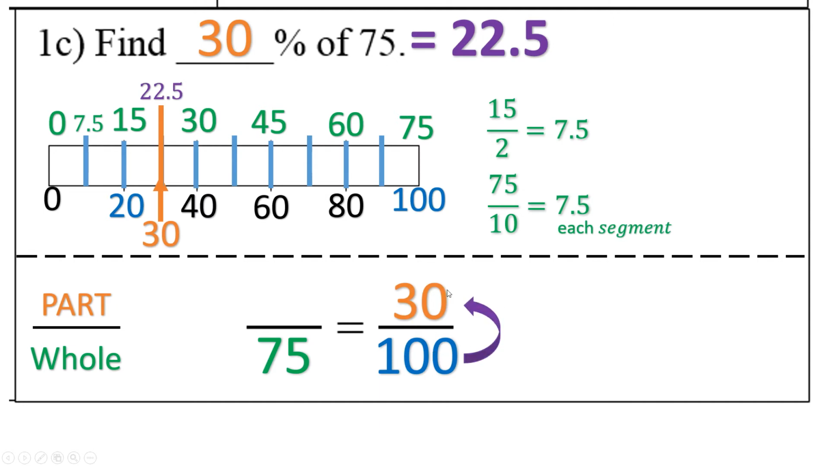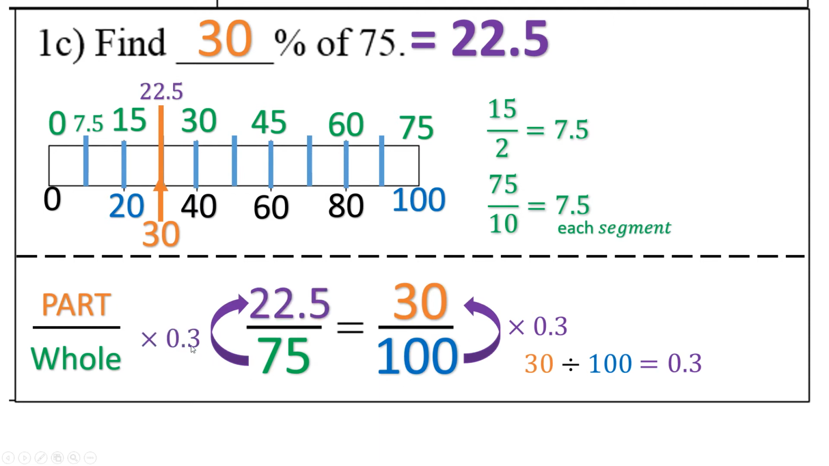So to figure out what we multiply here, 30 divided by 100 is equivalent to 0.3. So times 0.3 on both sides, 75 times 0.3 is 22.5. And there's our answer.